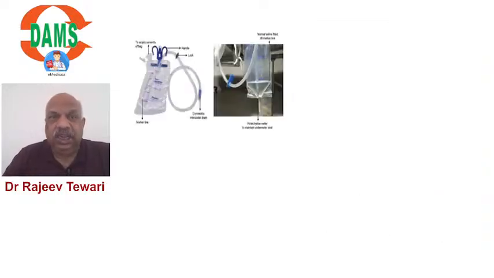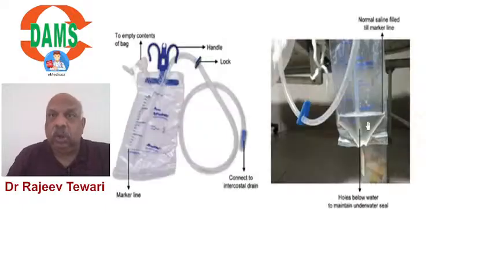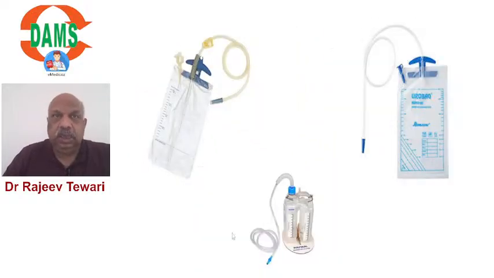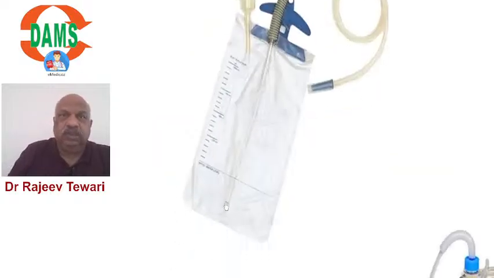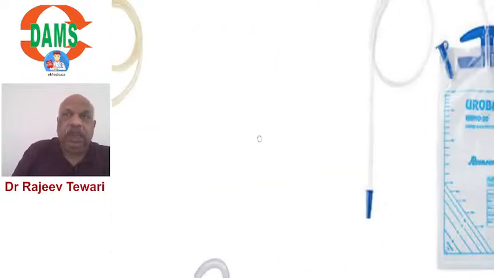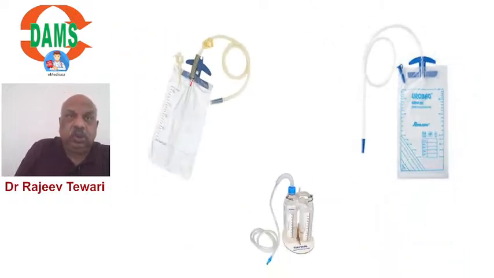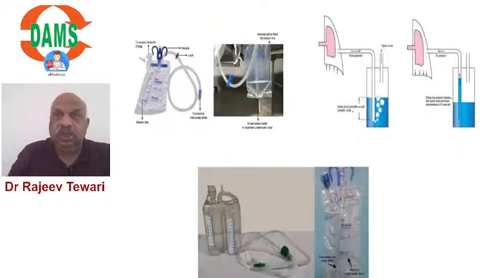This is the ICD bag, where the tube should always be below water. We call it underwater seal. Unlike the urobag, here you can see the tube reaches up to the base of the bag with a water line, while in the urobag, the tube will end here and there is no water line. You can differentiate between the two. So whenever the tube is going up to the base of the bag and there is a water line, this is an ICD bag. Always it should be kept under water seal to prevent water entry and air entry during inspiration. If I don't keep it under water seal, then we convert closed pneumothorax into open pneumothorax.